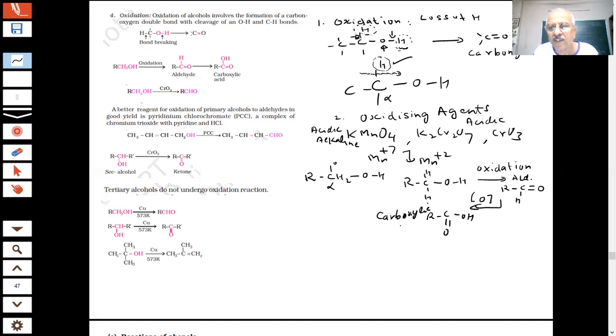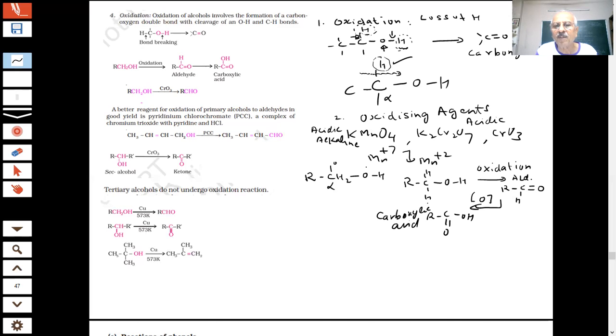Carboxylic acid can be obtained. You know that oxidation may not stop here. Primary alcohols can undergo oxidation to aldehyde and then to carboxylic acid. If we want the oxidation to stop at the aldehyde stage, we have to use a weaker oxidizing agent, and these are strong oxidizing agents which we are talking about.